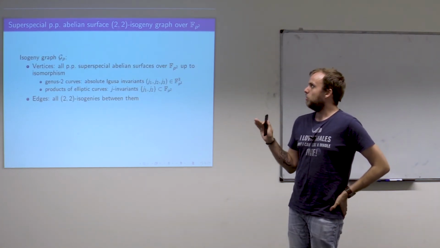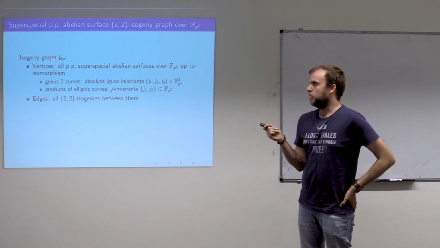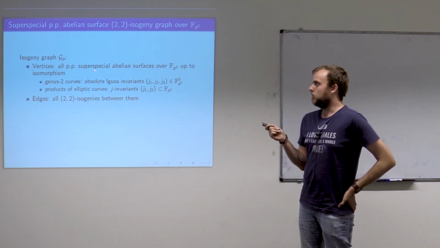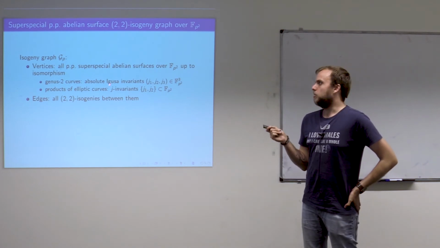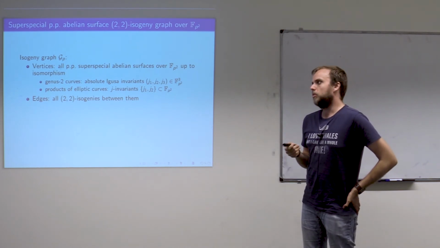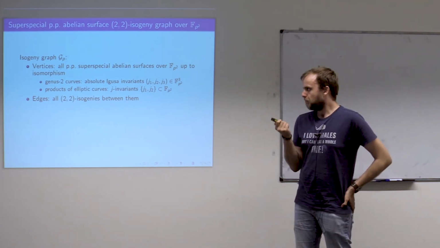All right, so in general, what did we construct? An isogeny graph. We have the vertices being all these principally polarized superspecial abelian surfaces over Fp squared up to isomorphism. It falls into 2 categories, and then we have all the 2-isogenies between them.